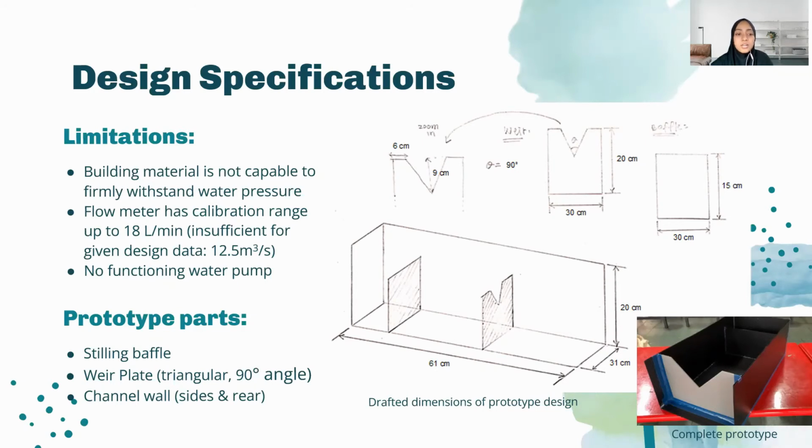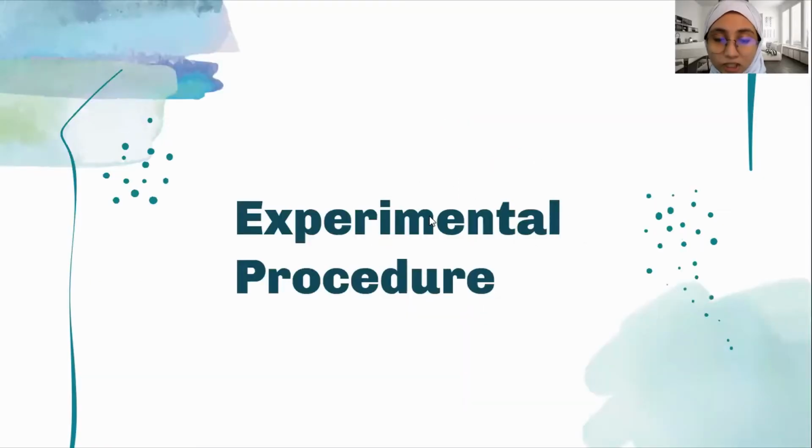The design prototype includes a steering baffle, which is this. This is the steering baffle, which functions to ensure the laminar flow of the water. The weir plate we designed using a triangular type and a 90-degree angle for the simplicity of the design. And lastly is the channel wall for the sides and the rear wall. For the experimental procedure, we have prepared a video, so hope you enjoy it.